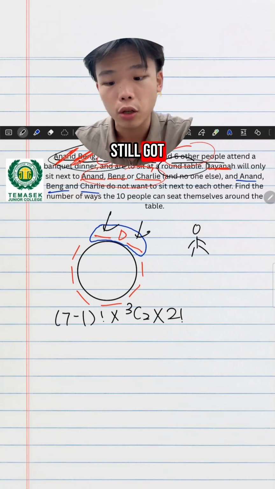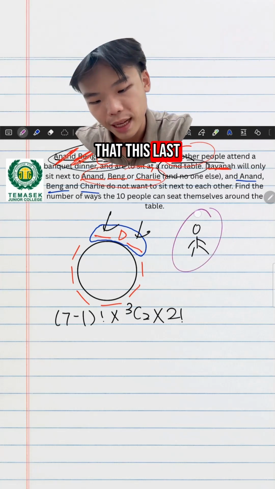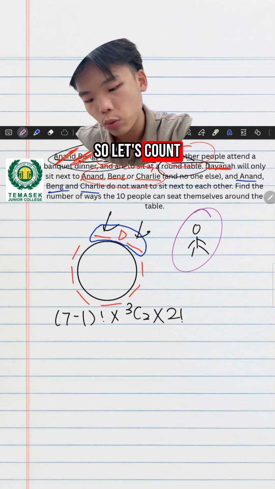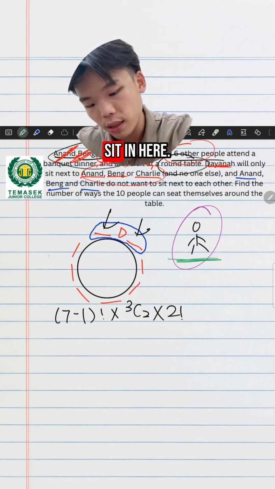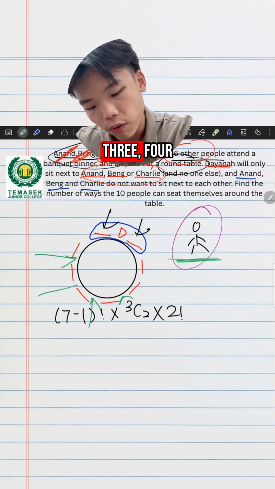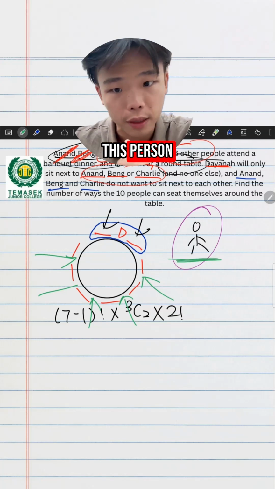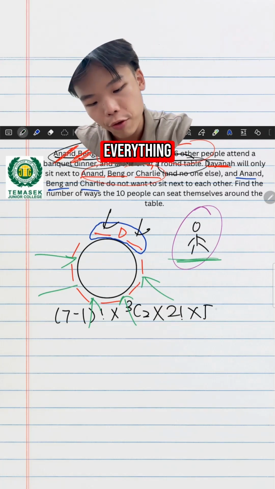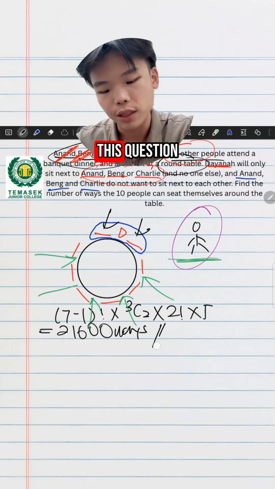But don't forget, we still got this one last person who we have not slotted into the group yet. And the thing is that this last person can sit anywhere except for here and for here, right? So let's count the number of slots that this person could potentially sit in. This last person over here could sit in here 1, 2, 3, 4, or 5, right? There are 5 different seats out of the 7 available slots that this person could sit in. And therefore, over here, I'll multiply this by a last value of 5. So when I compute everything together, I'll get a final value of 216,000 ways as the final answer to this question over here.